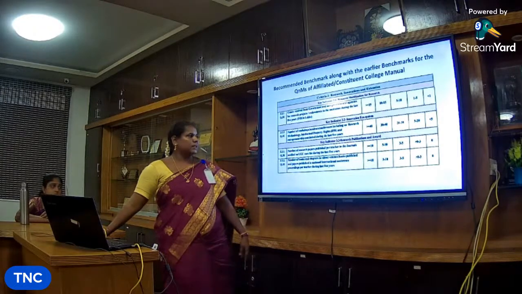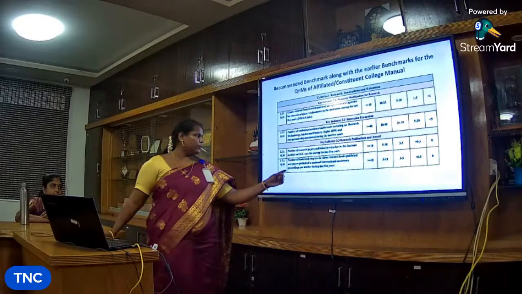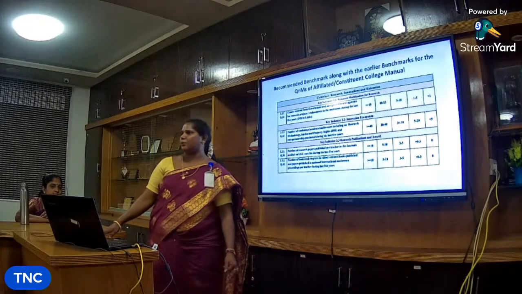Number of books and chapters in edited volumes, books published, and papers published in national and international conference proceedings per teacher during the last 5 years.